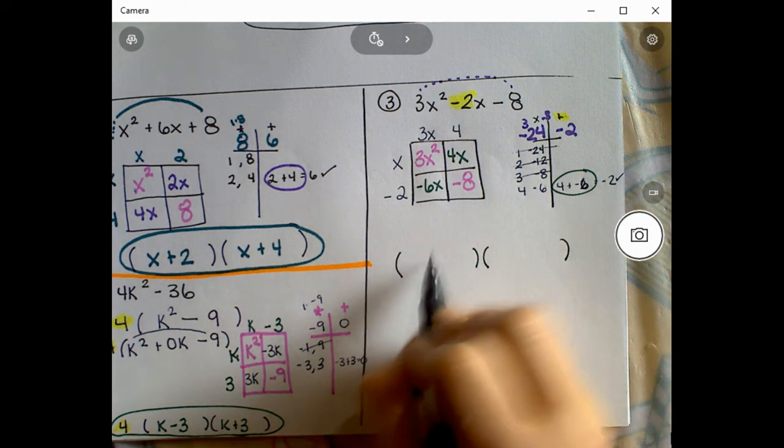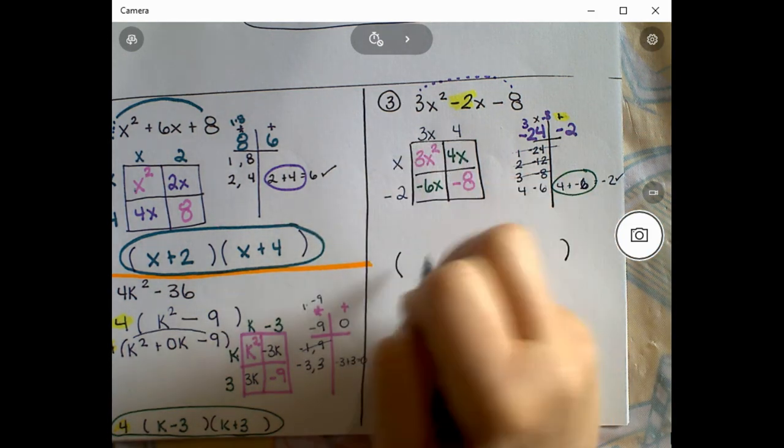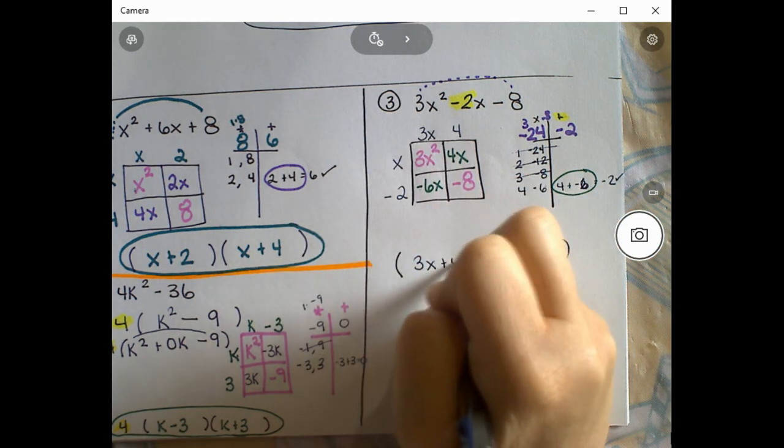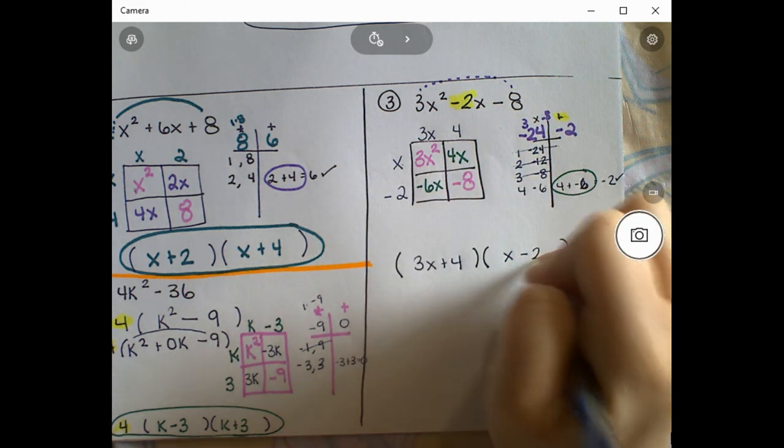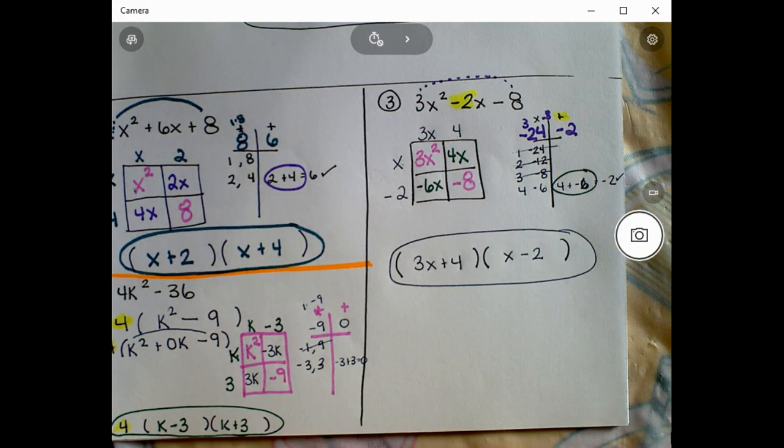All right, now down here we have 3x plus 4 and x minus 2. And it's done.